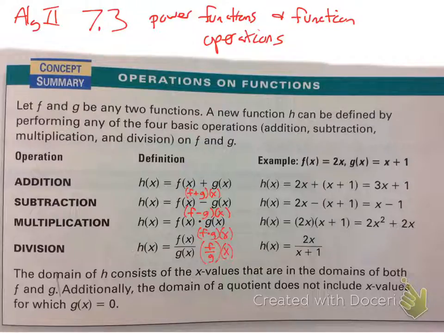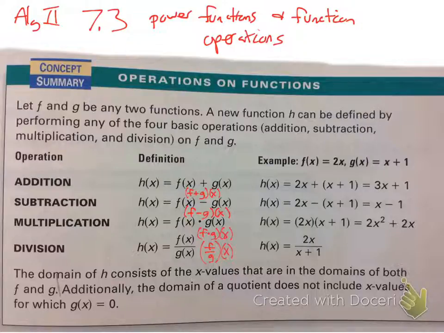Now for the dividing one, you have to be careful that if you're dividing your polynomials, you still have to reduce them. If there's a common term on top and the bottom, you need to cancel to make sure it's good. And it says on the bottom that the domain of H consists of the x values that are in the domains of both f and g.